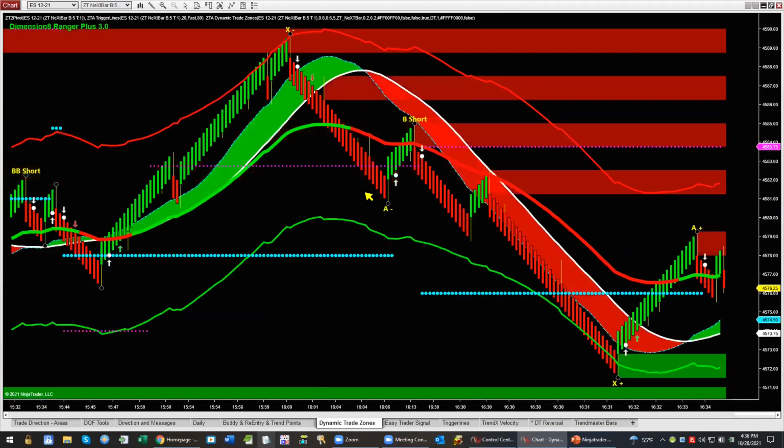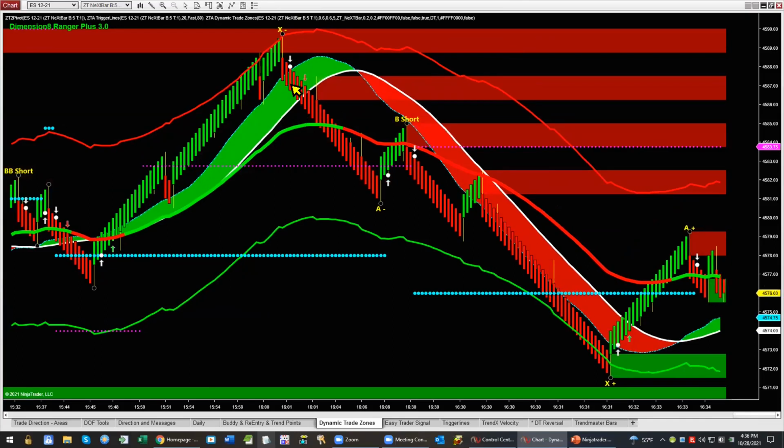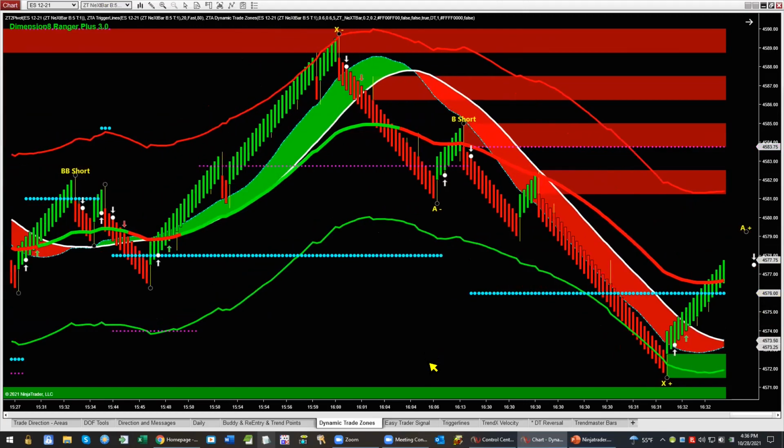You have your dynamic trade zones. Okay, that's what these zones are. See how it goes up and bounces off? See how when it crosses through the triggers, you get an entry signal? Here's your B short, and very, very effective.